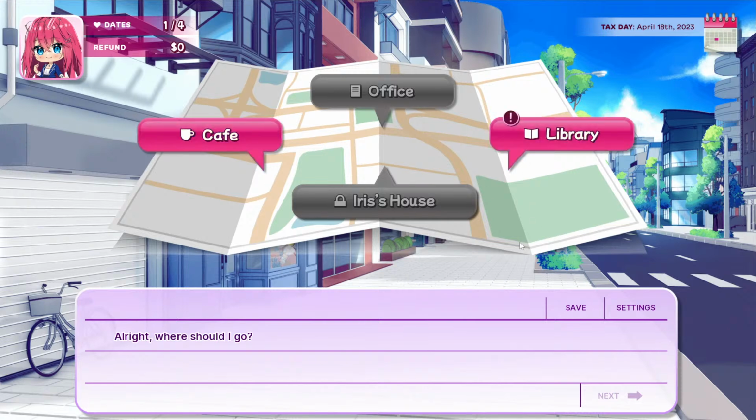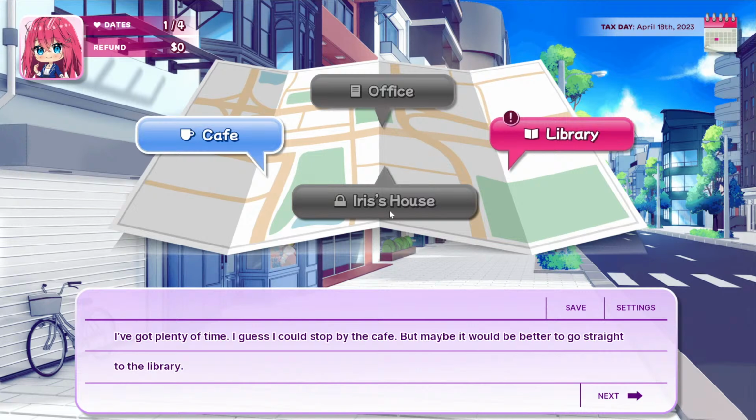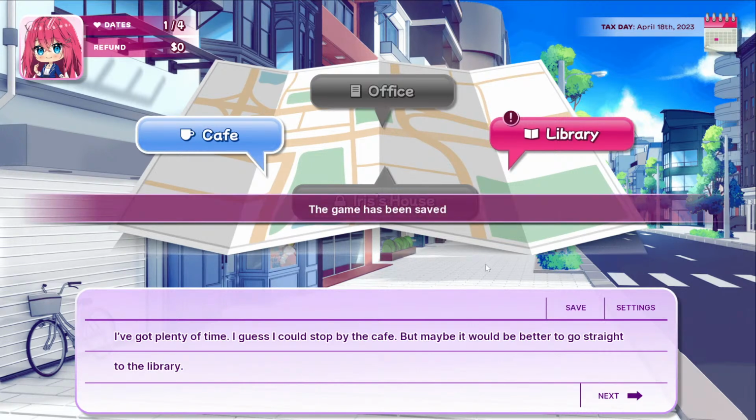We said we'd meet her at the library, so let's go to the library. What happens if I go to the cafe? Plenty of time, but I guess it's a stop by. Maybe that would be better. Go straight to the library. Okay, let's save it first.